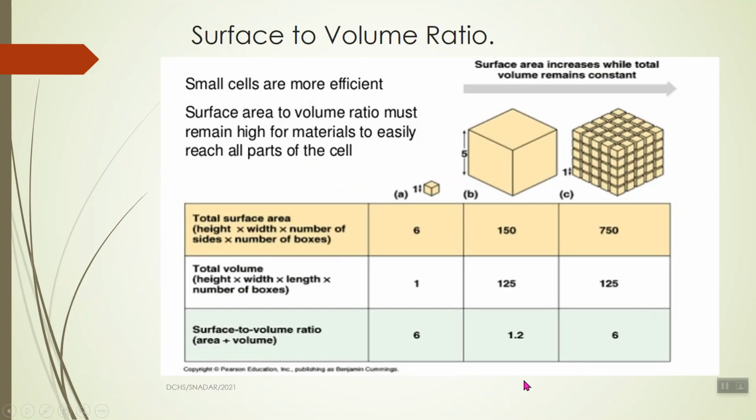The first one we're going to talk about is why are cells so small? That is the question that we're going to address, and the answer is simple. The smaller the cell is, the more efficient it is.